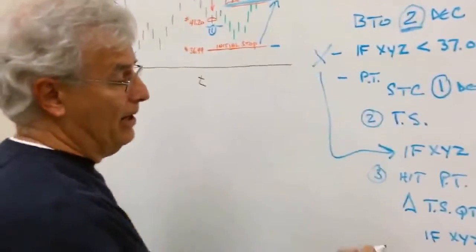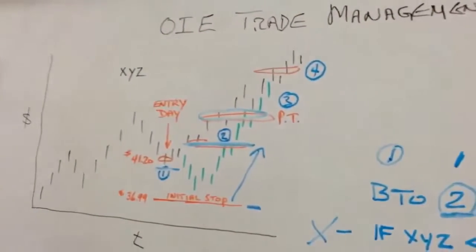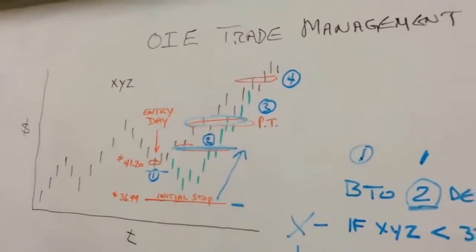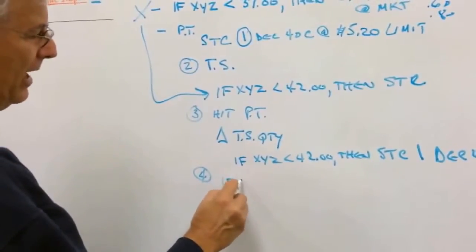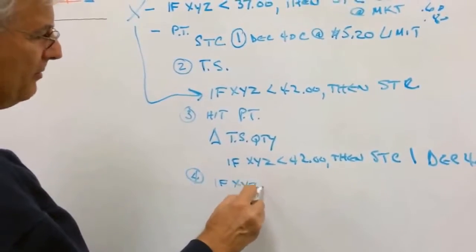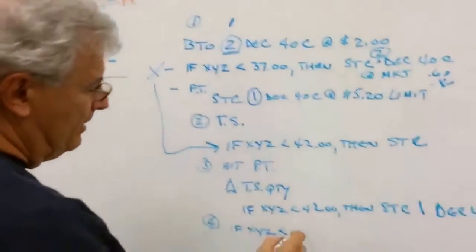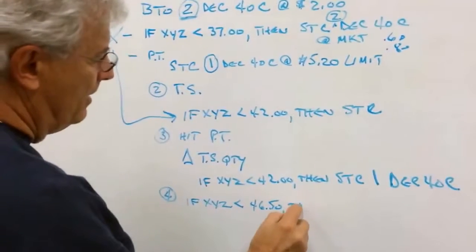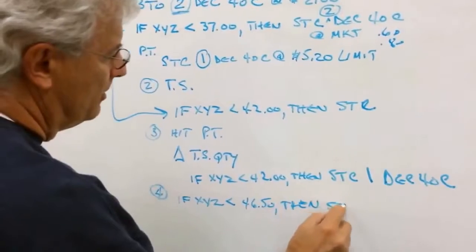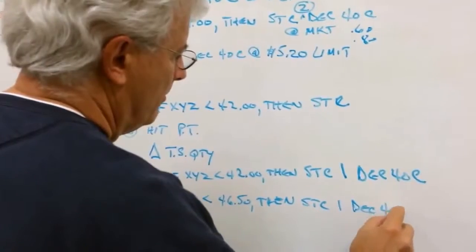Now the real exciting part is, if that's not enough excitement, at point 4, that second half position continues to make more and more money. And what will happen is the software will alert you to change the trailing stop to a higher level. And you just simply go in and say, well, if XYZ is less than now, let's say less than 46 and a half, then sell to close 1 December call at market.